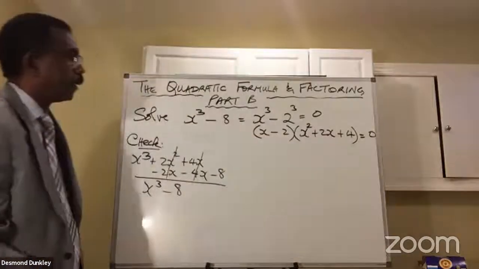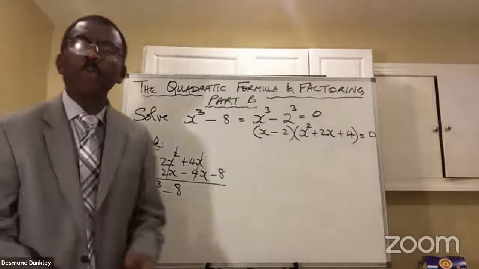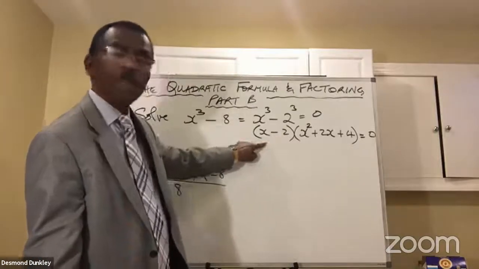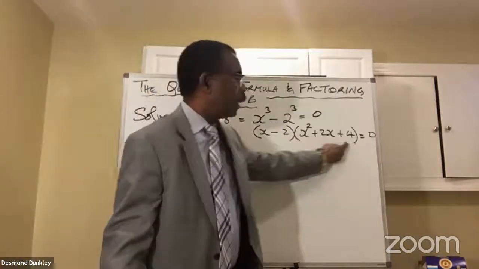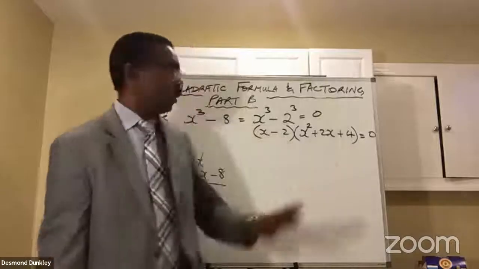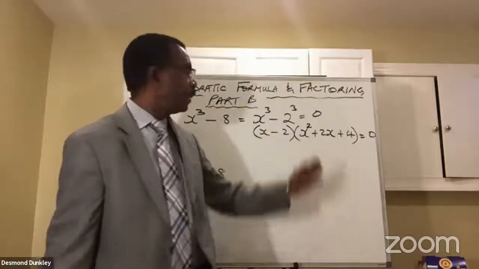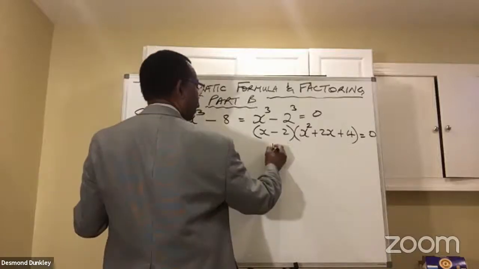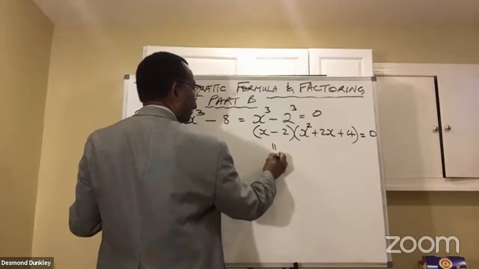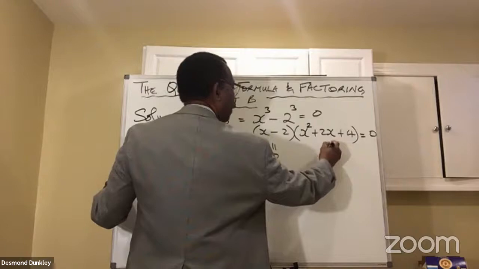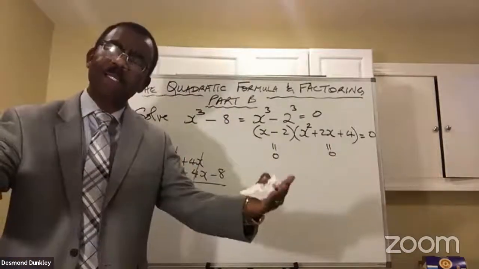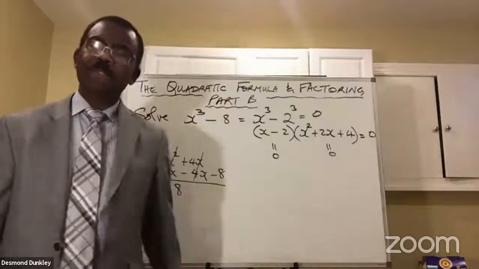Yes, that's better. So, now that we have it as a product of a binomial times a trinomial, 2 terms times 3 terms. For this part, put that equal to 0, and this part, put that equal to 0, and then solve the two parts. And that's how you get your answer.